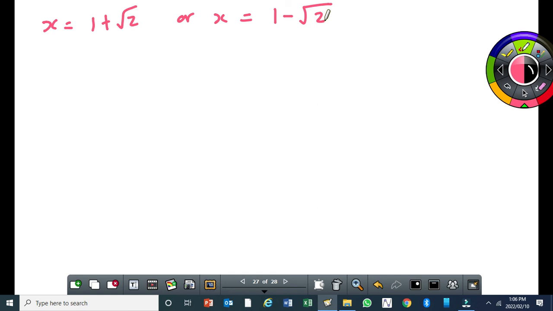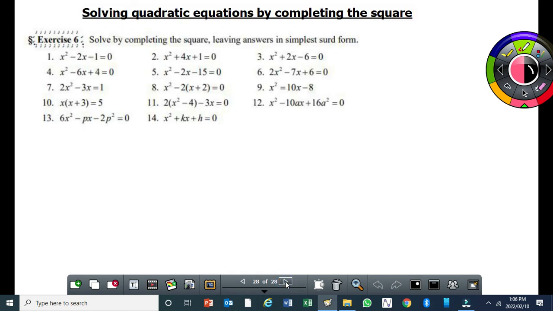Anybody else got any question? Okay, if you don't have a question yet, let's do one that has a coefficient of the first term which is not equal to 1. Let's do number 11.